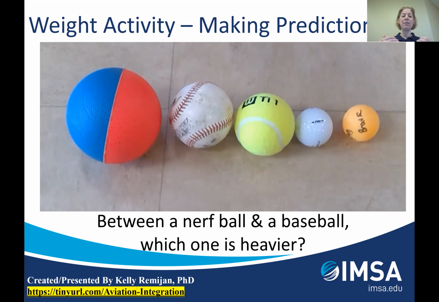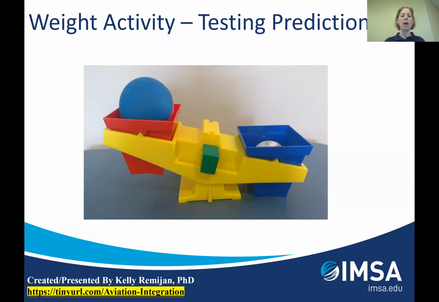And then to determine if our hypothesis is correct, we'd actually have to conduct a little experiment to determine which one is heavier. A very simple experiment would be to use a balance scale. And we could see then that the baseball is heavier than the Nerf ball.